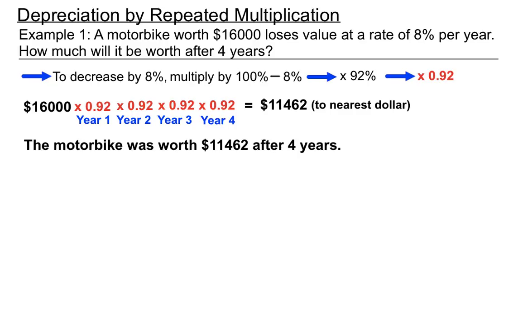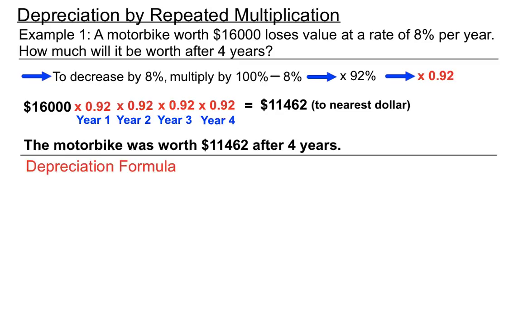The motorbike has lost a lot of value. It's now worth $11,462 after the 4 years. So it's reduced in value each year and continued on like that. So that's depreciation. It's losing value by repeated multiplication, by decreasing it by a certain percent.